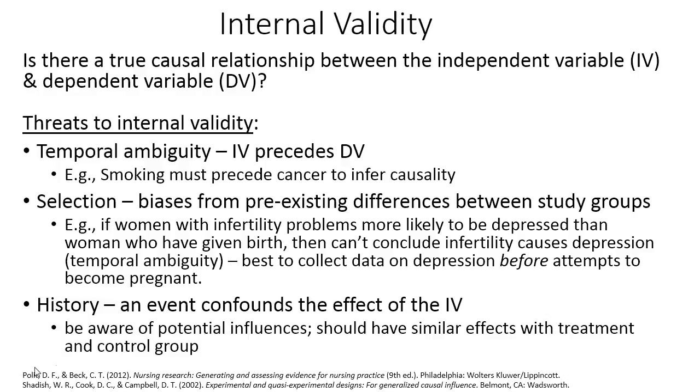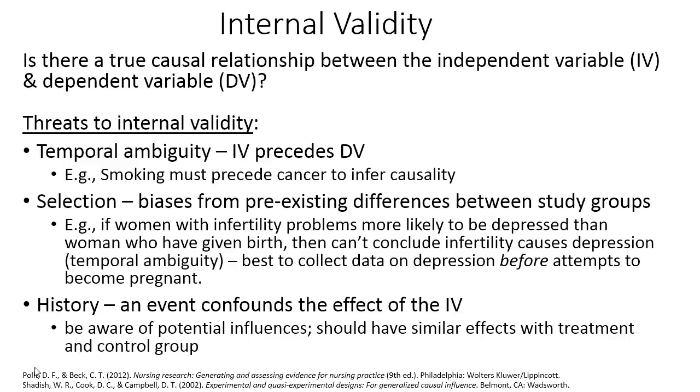The next bias is that of history. And history pertains to an event that occurs while your study is in progress and while you're collecting data, and the potential of that event to have an influence on your dependent variable. That might mean that there's something going on other than that independent variable that could have an effect on your study results.